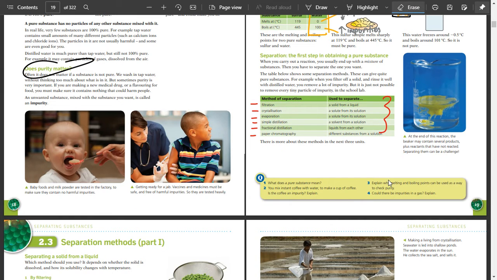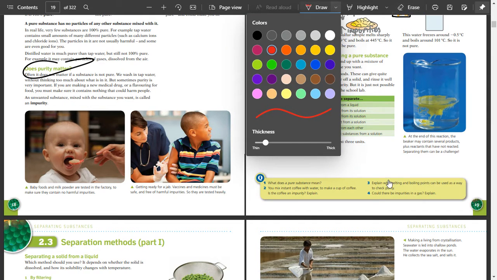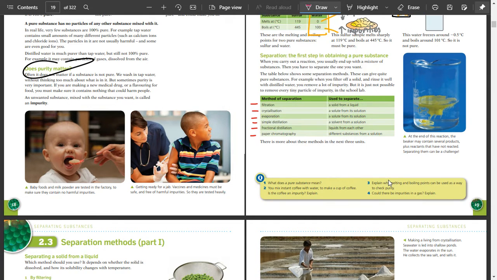So filtration is used to separate a solid from a liquid. More often than not, when you're doing GCSE chemistry, you've made that solid through a saturated solution, or you are filtering off something that is insoluble, and you're trying to separate it out from your solution that contains another substance. Case in point, trying to separate sand and salt. So that's filtration.